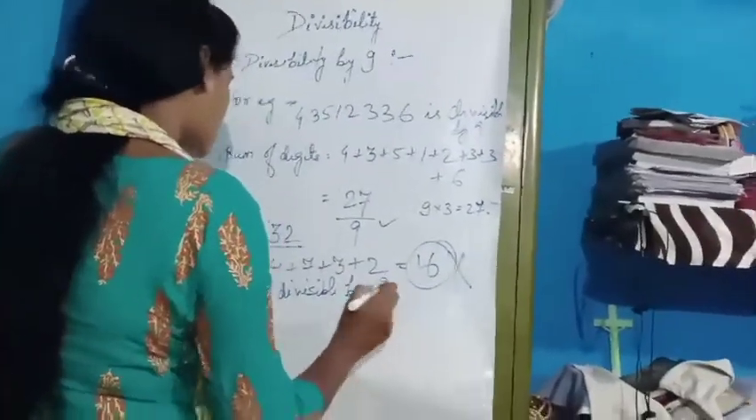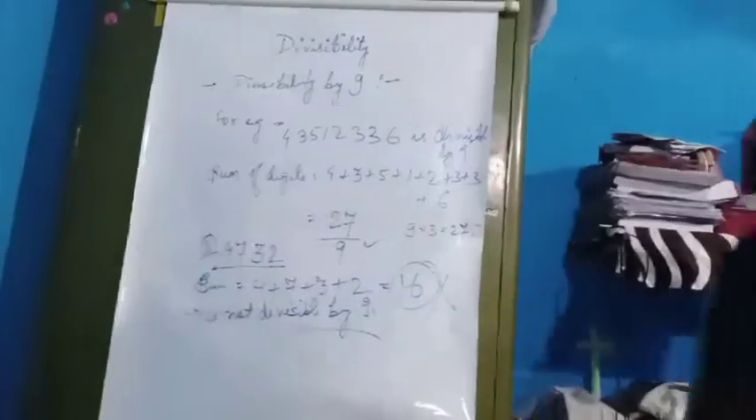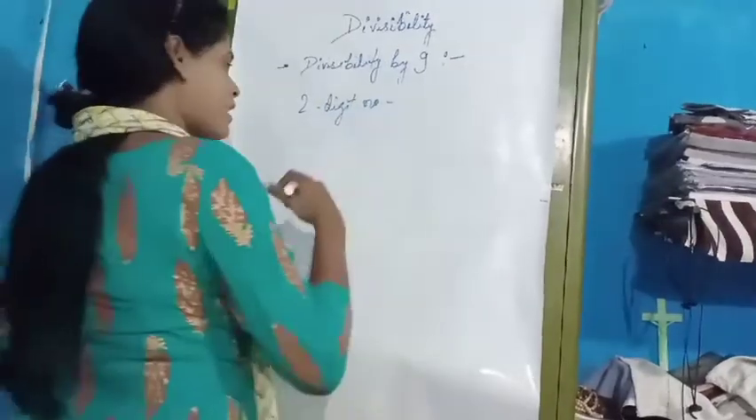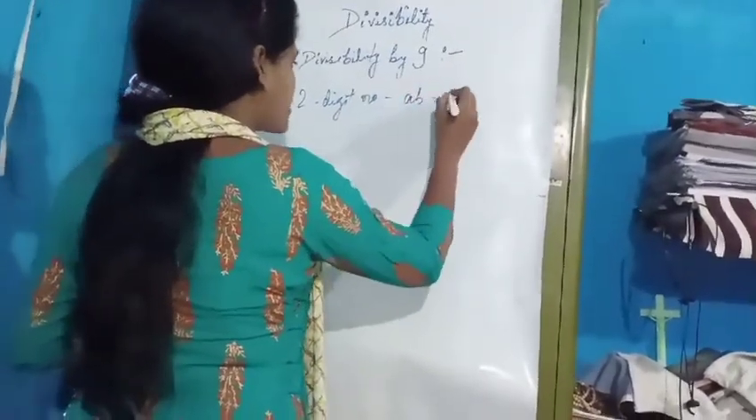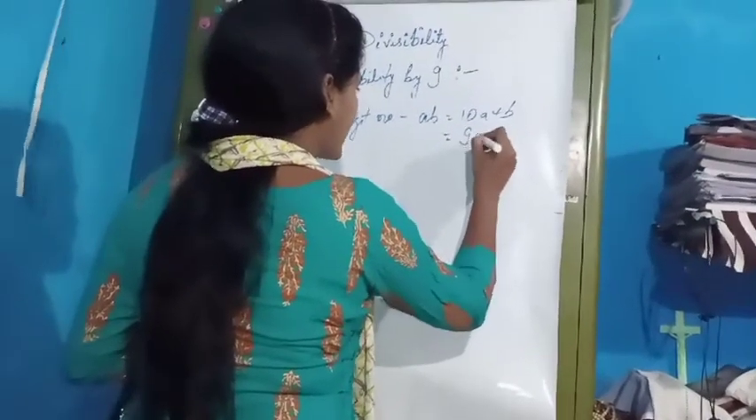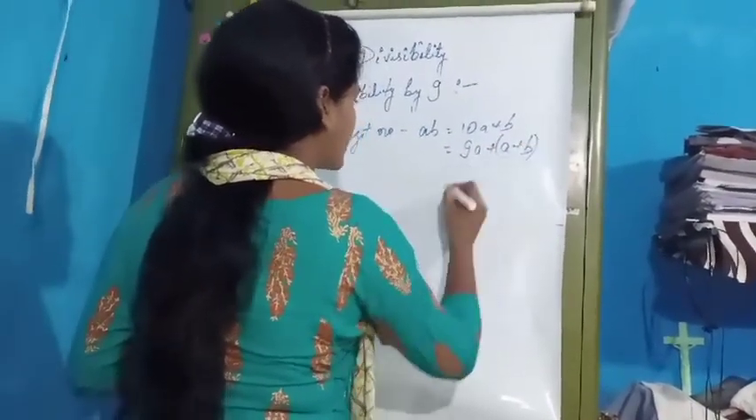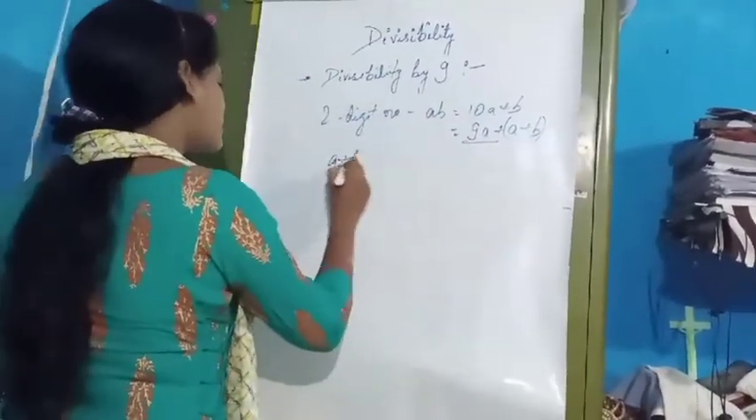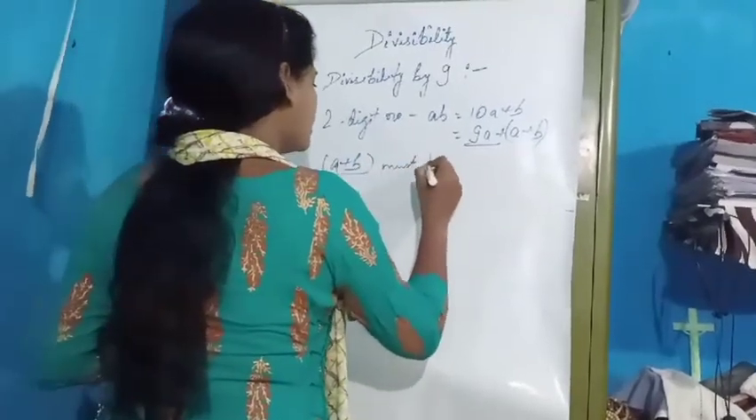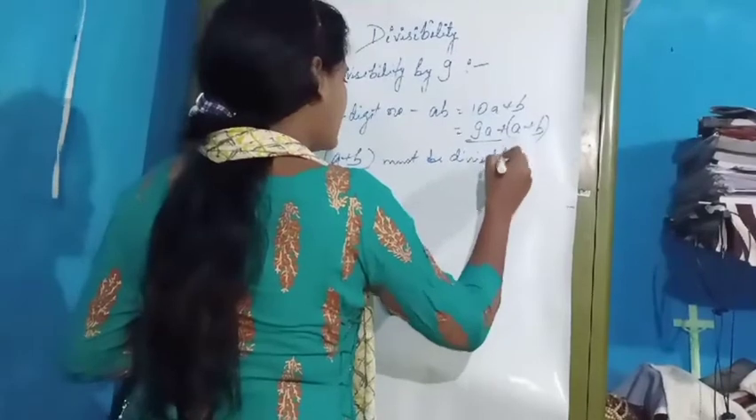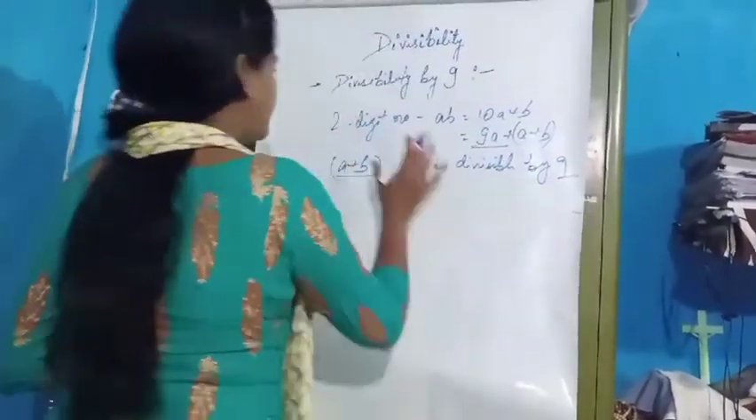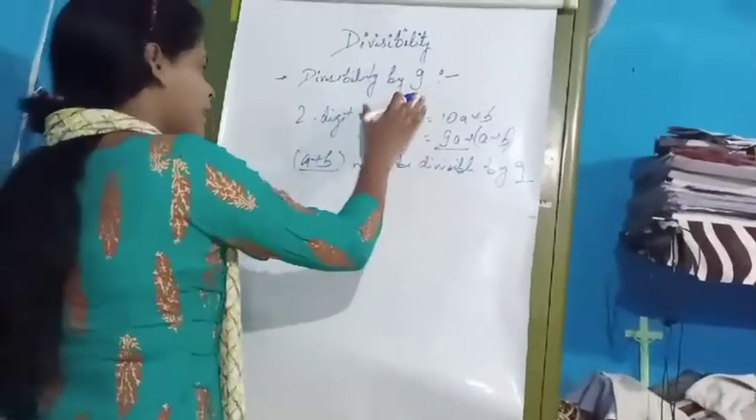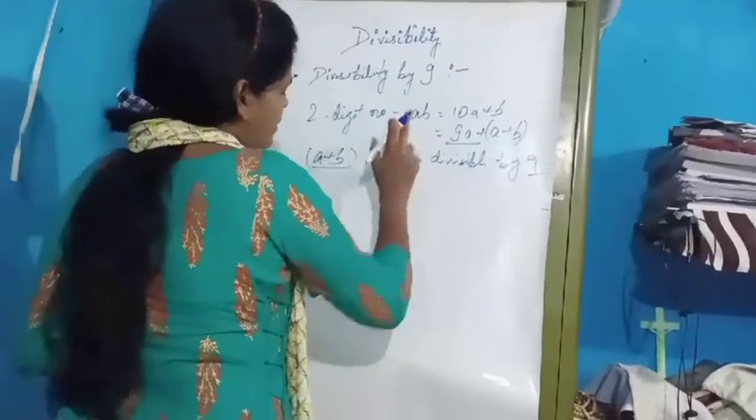Now we will see this case in generalized form. In a 2-digit number, the same case as in divisibility by 3: A, B, you can write 10A plus B. This one you can write as 9A plus A plus B. So you can see that 9A is divisible by 9 as it is a multiple of 9, but it is required that A plus B must be divisible by 9. So if any 2-digit number is given in a question, then this number is divisible by 9 only when the sum of its digits is divisible by 9.